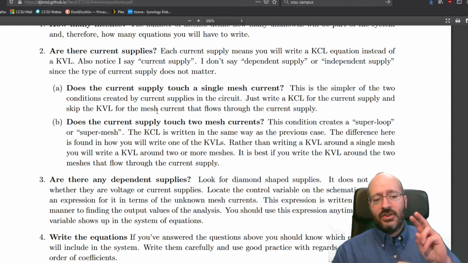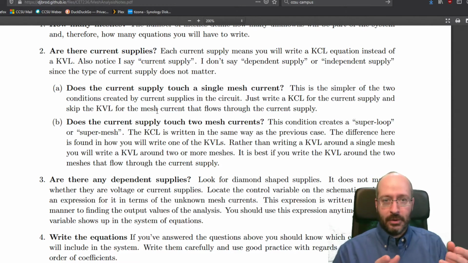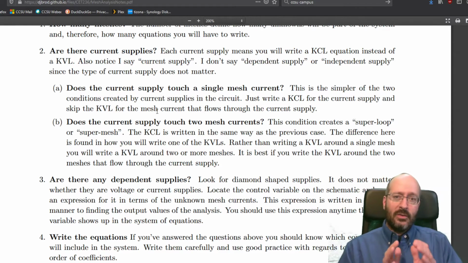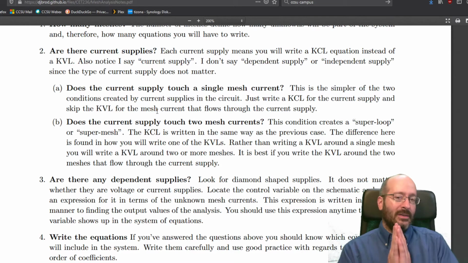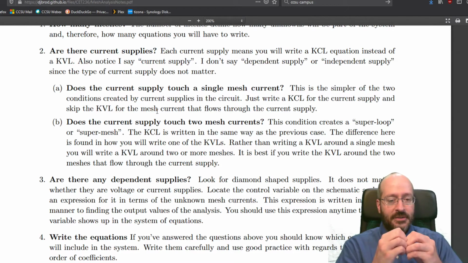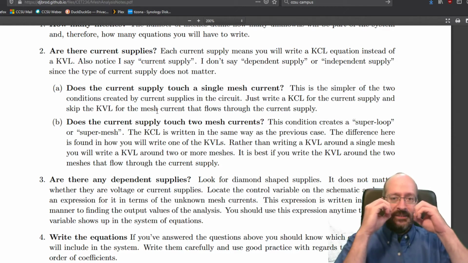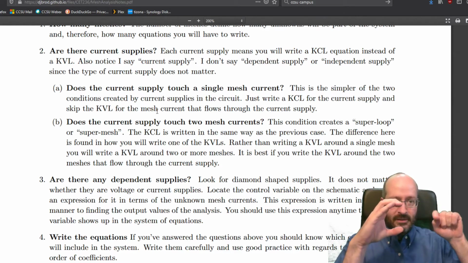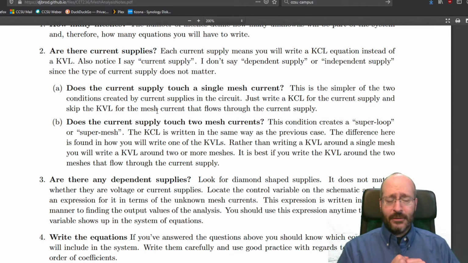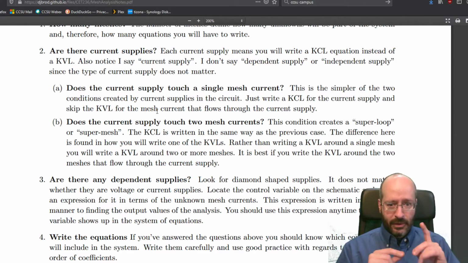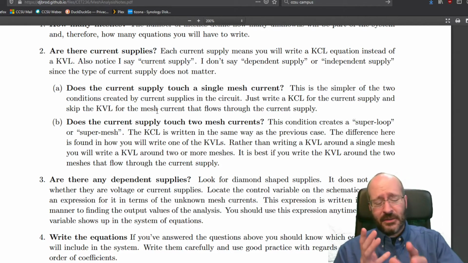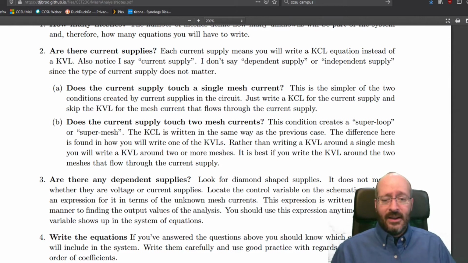If it touches two mesh currents, then I have a super loop, sometimes called a supermesh, depending on which textbook you're looking at. You're going to write the KCL the same way, but when you write the KVL, you take the two mesh currents that touch the current supply, stick them together, and write the KVL around the loop that encompasses the two meshes. That's a little wrinkle we didn't talk about when I first introduced the steps. So I like this summary form better, and I encourage you to use it when you're working your homework problems.